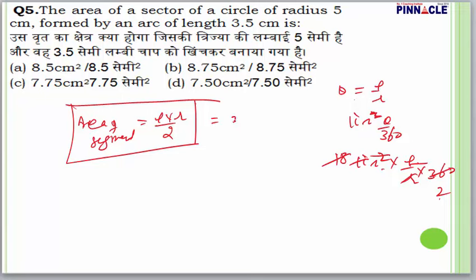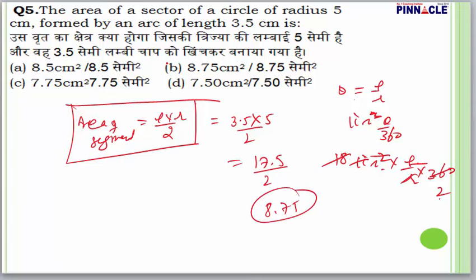Length is 3.5, radius is 5, divided by 2. 17.5 divided by 2 would be equal to 8.75. That would be the answer. Answer is B.